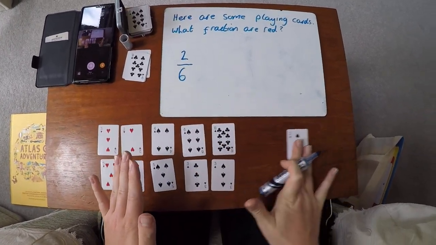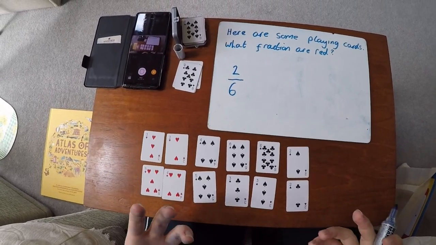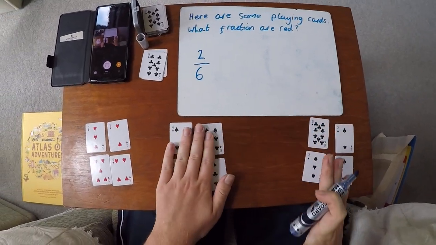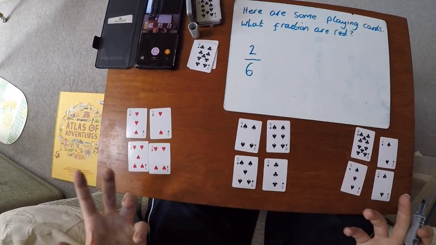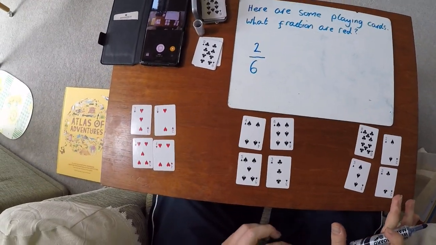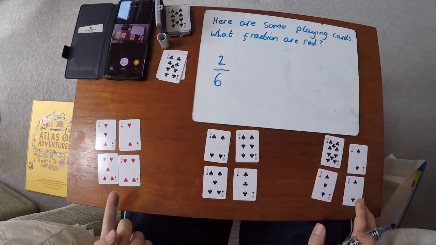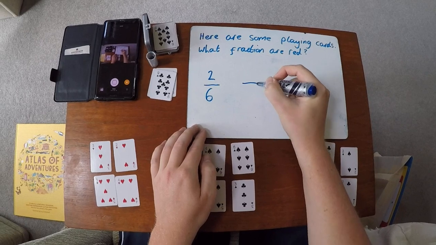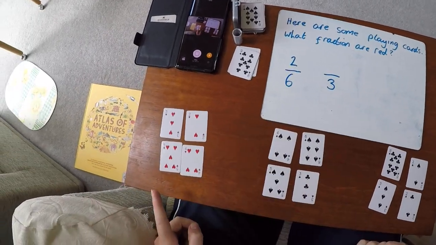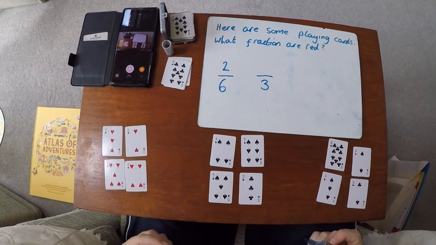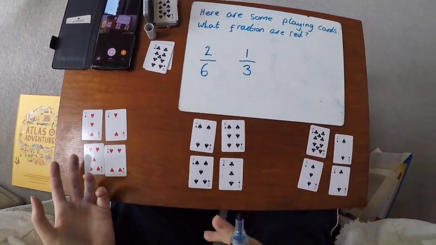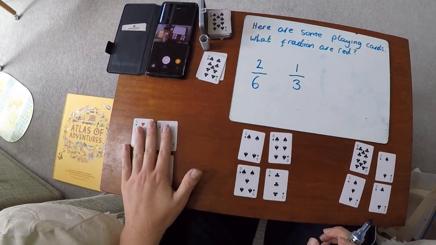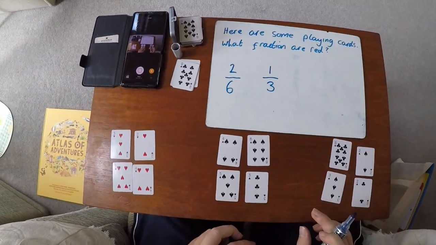What I could also do is split these cards into groups of four. So if I had a group of four here, and a group of four there, and a group of four in the middle, they're all equal. And one of those groups, all of the cards are red. So I've got three groups of four, and one of those groups contains all red cards. If it contained some black, they wouldn't be equal groups, because they wouldn't be all the same types of cards. But I've got one group of my three that's red, and two groups that are black.